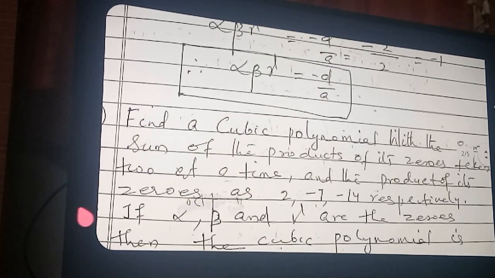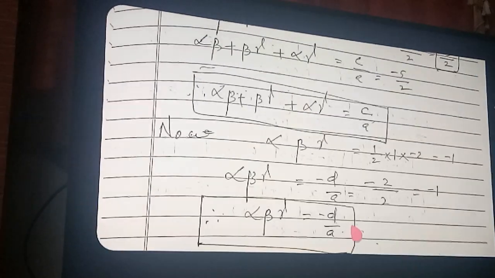Okay, got clear now? So in the same question, one more question is there, the second one, that you do in the same way as homework, very easy sum, so you will be able to do it well.